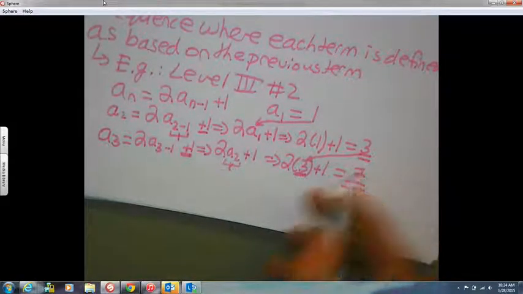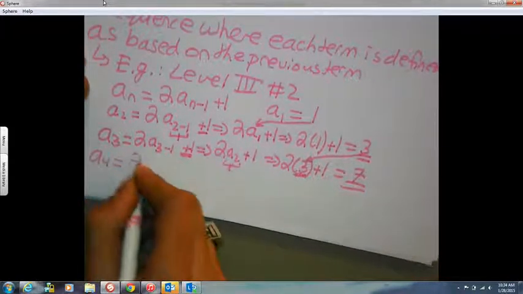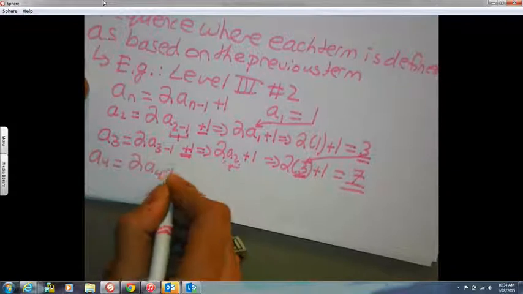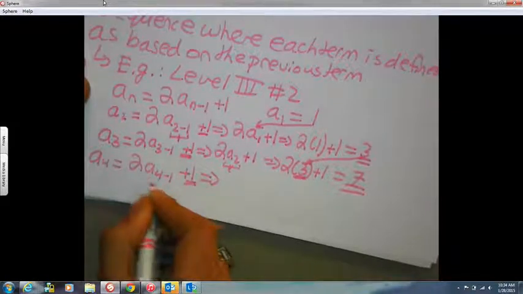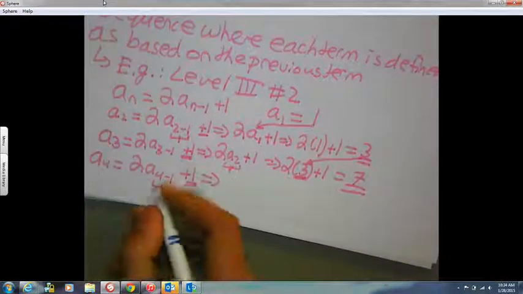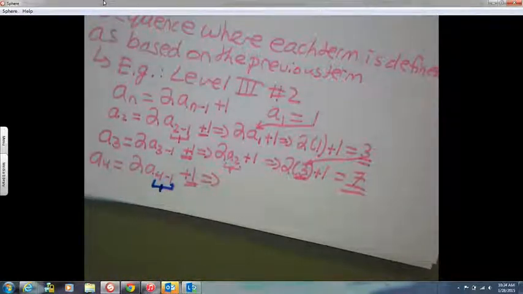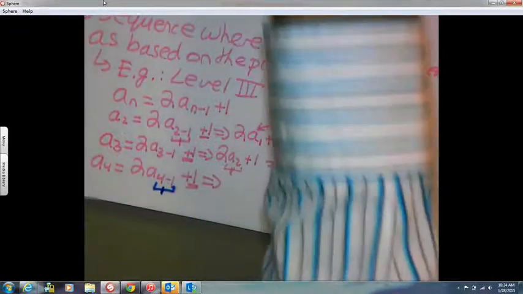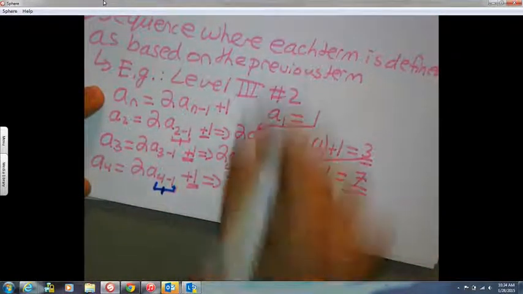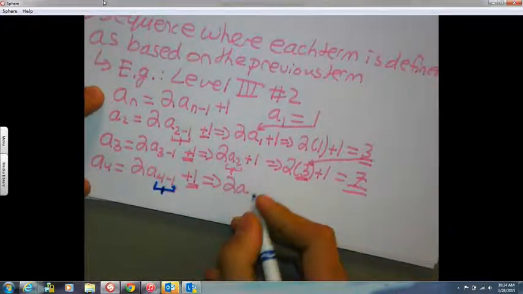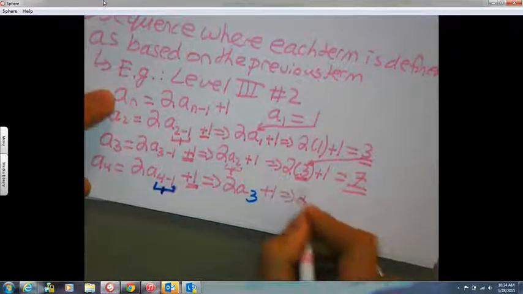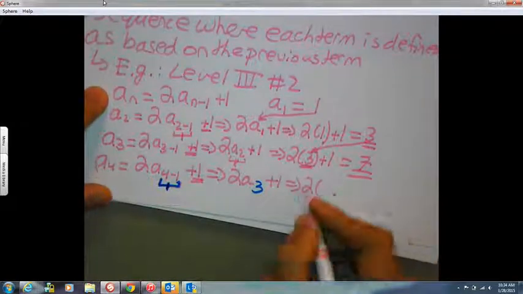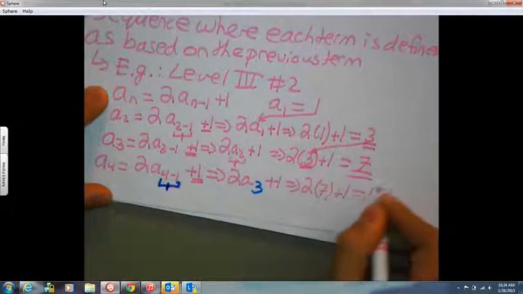And the last one, a4, 2 times a(4 minus 1) plus 1. Notice this 1 out here is just a regular number. These are the subscripts underlined in blue. Subscript, to write below. So what do we get? We have 2 times a subscript of 3 now. Plus 1 is still outside. 2 times a3, which is 7. Plus 1 equals 15.